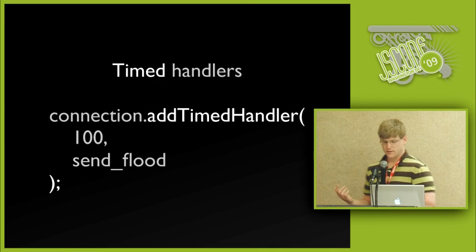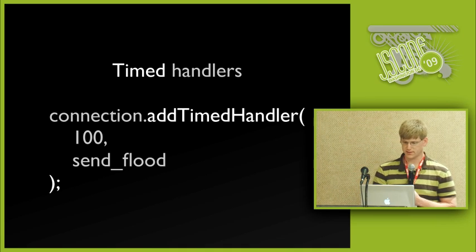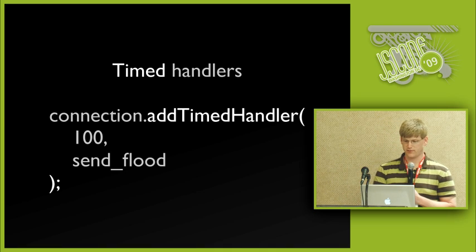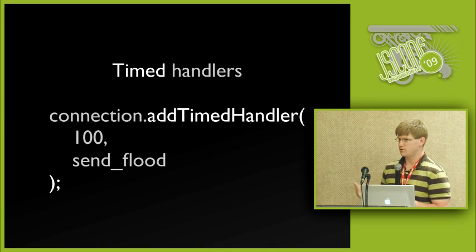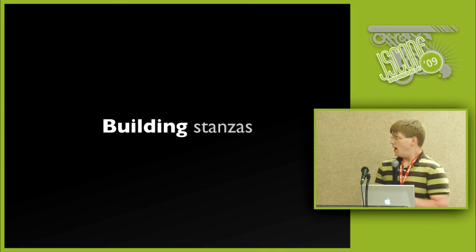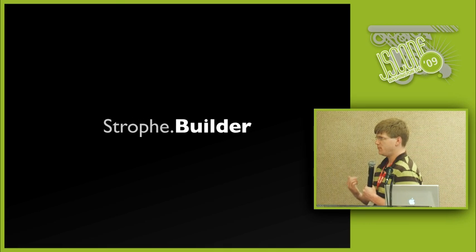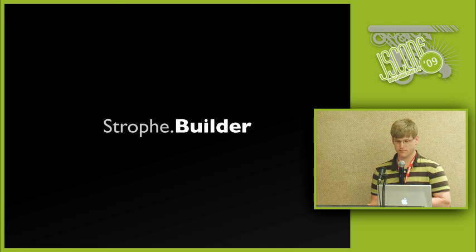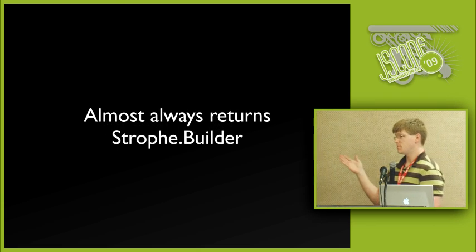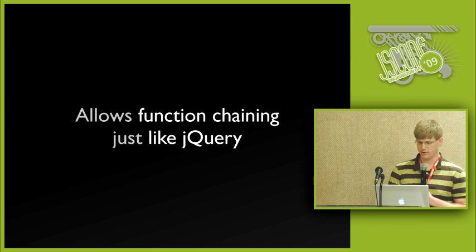And then timed handlers are just a silly wrapper around set timeout so that everything's consistent. And you guys can use that one, or you can use jQuery's or whatever. At the time that I originally wrote Strophe, there wasn't a jQuery, so that's why some of this stuff ended up in here. And then building stanzas is the last bit. So I made this thing called Strophe Builder because working with the DOM API is gnarly. And this is inspired by jQuery. It always returns a Strophe Builder, or almost always. So you can do this chaining like people are familiar with in jQuery.